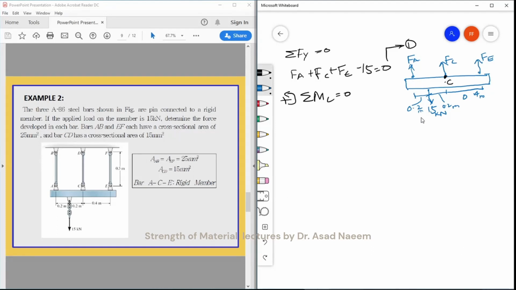FA multiplied by this distance 0.2, and sorry, 0.4, this will be 0.4 because we have to calculate at C. Moment at C is equal to 0. So this will cause opposite, so this will be negative FA into 0.4 meters plus 15 kilonewtons multiplied with 0.2. This is downwards, so this will be positive. And then negative, positive sorry, FE multiplied with 0.4, so this will also be equal to 0.